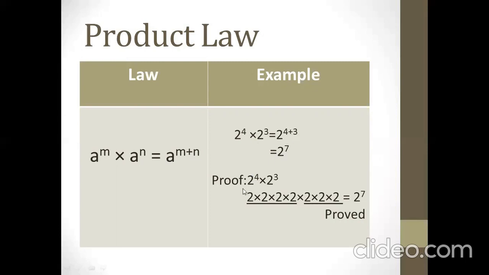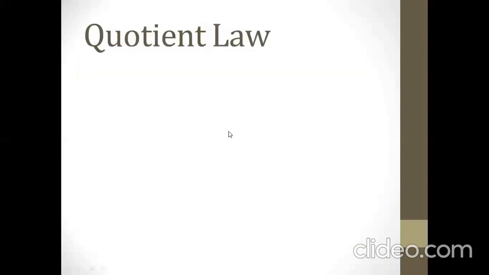You can also check the proof of it by expanding them. Now 2 raised to the power 4 times 2 raised to the power 3 will be equal to, when you expand 2 raised to the power 4, 2 times 2 times 2 times 2, and 2 cube is 2 times 2 times 2. Then how many 2's are there? You can count it. We have 2 raised to the power 7. Both calculations are the same, but with the help of laws of exponents, it is easy, right? Now, next we have the quotient law.